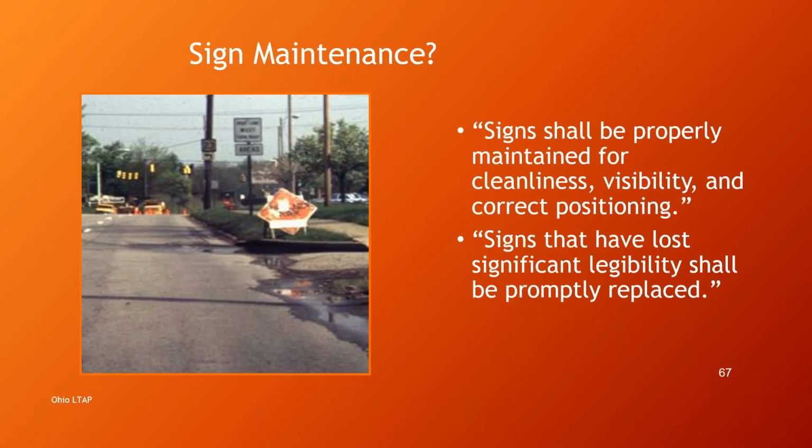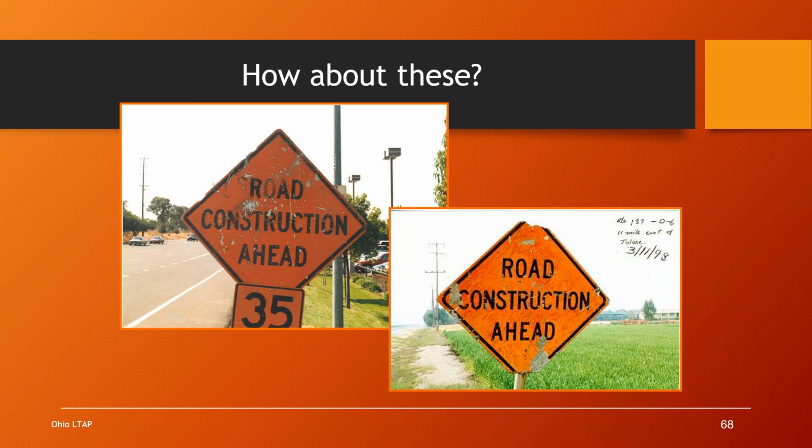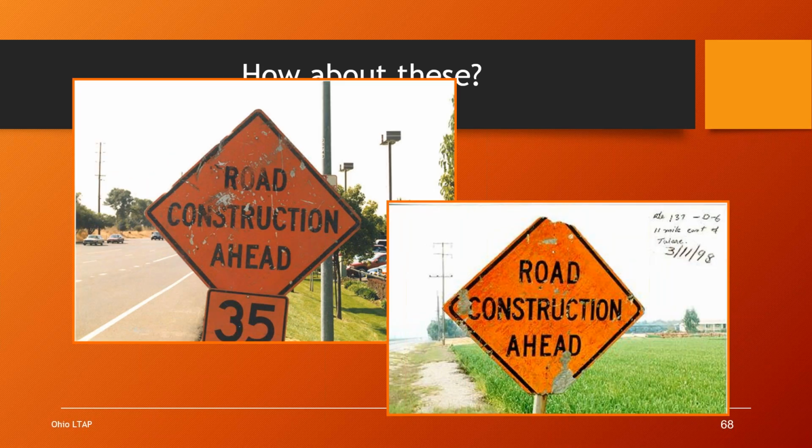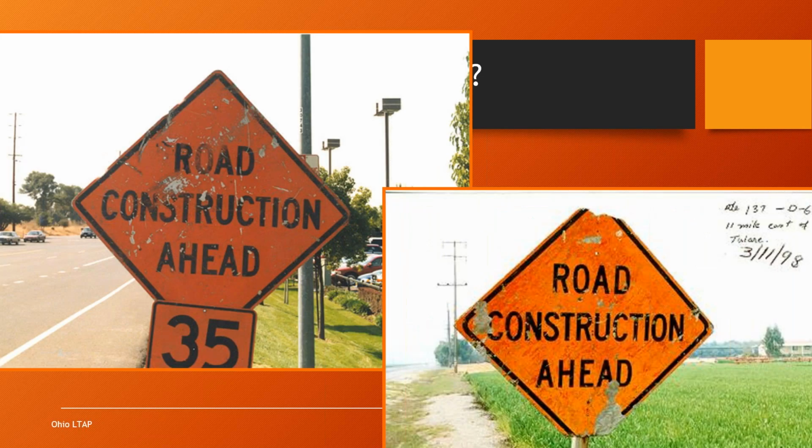Another thing about our signs is we need to maintain them properly. That's what the manual says. It has a whole section on sign maintenance. It says that signs shall be properly maintained for cleanliness, visibility, and correct positioning. And signs that have lost significant legibility shall be promptly replaced. We take a look at the sign in the picture. I don't know what that says, so it needs to be promptly replaced. That's how it works. How about this one? These signs here, they have definitely seen better days and they do not meet the current requirements, so they need to be replaced.